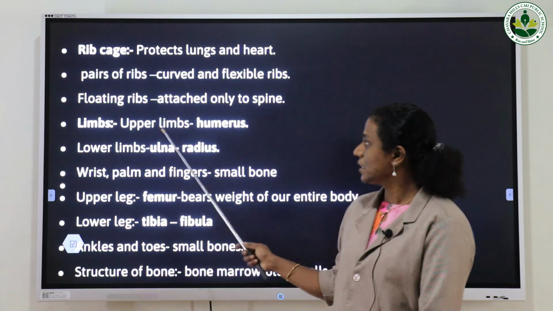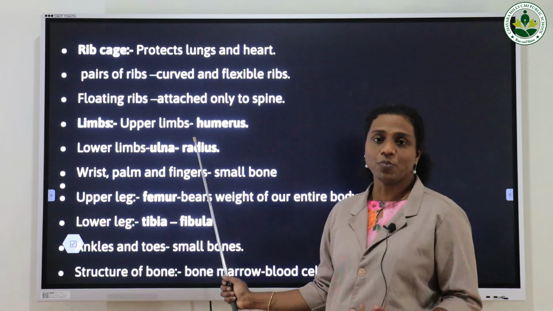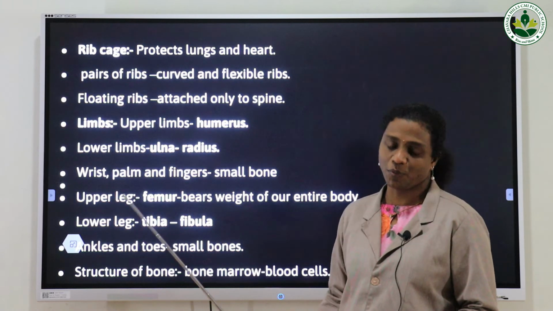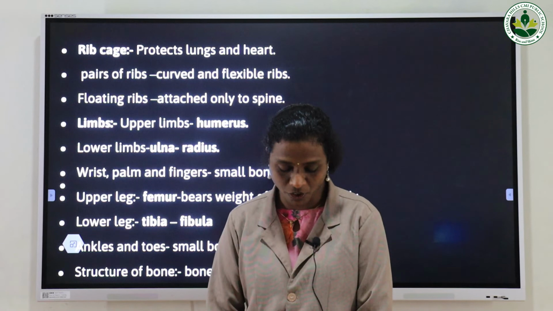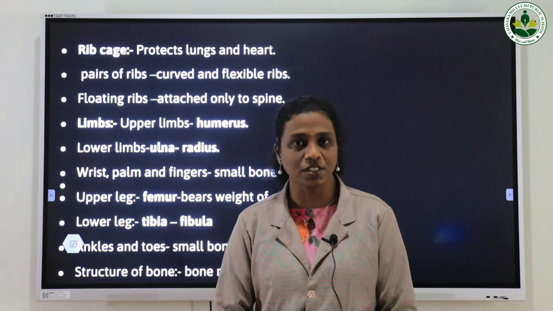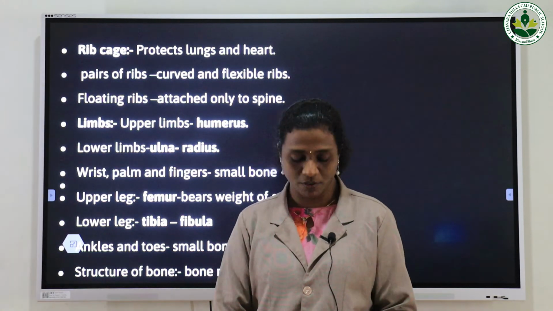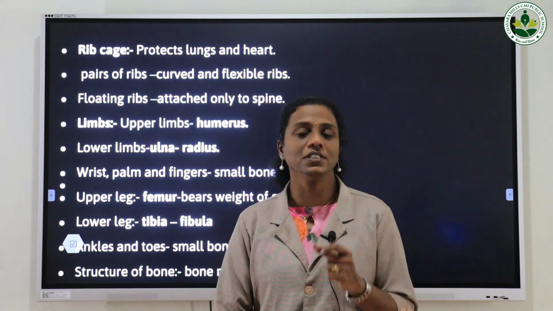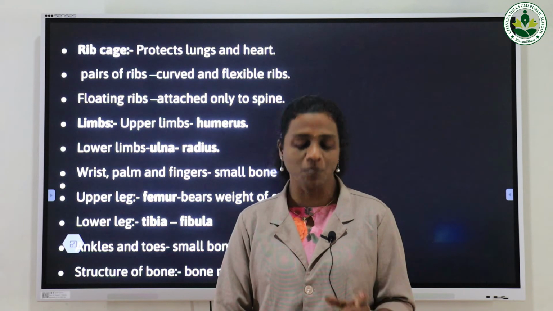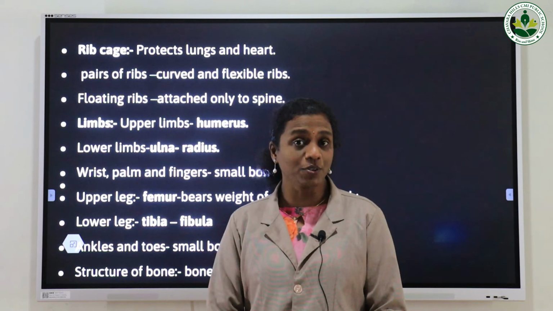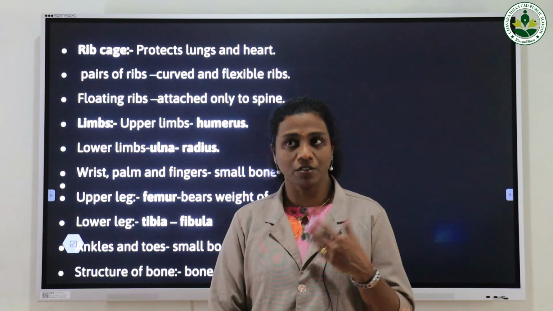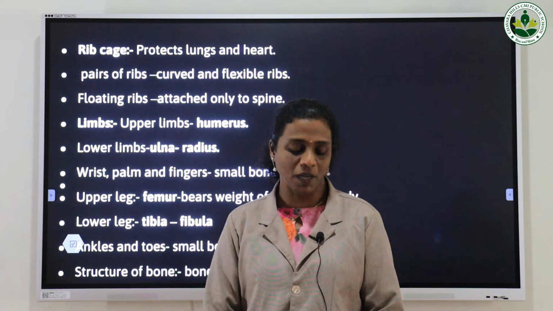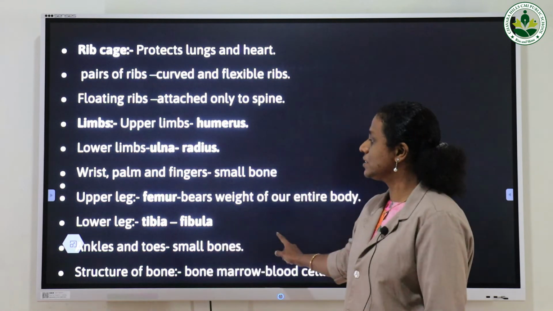Then we studied limbs. About limbs, the different names of bones in the upper limbs, lower limbs, upper leg and lower leg are very important. Then about the structure of bone, it may ask a direct question: explain the structure of a bone. Then what is bone marrow? The spongy jelly-like substance inside the bone is known as bone marrow. And what is produced in the bone marrow? Blood cells. Or you can expect another question: where are blood cells produced? In the bone marrow. So that is about the first chapter.